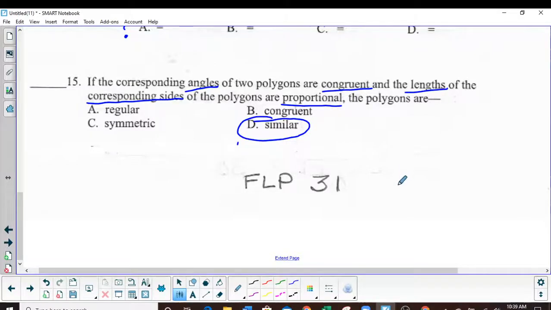The next SOL is going to be the last one. It's transformations. So I probably won't start it till toward the end of the week or into the weekend for that one.